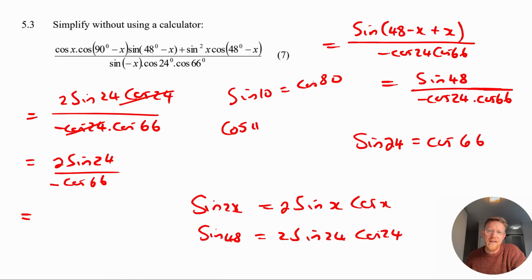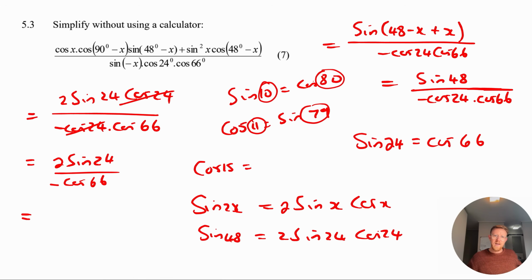Cos of 11 is the same as sin 79. As long as they add up to 90, they are exactly the same. You can go type it in your calculator. You can check what cos 15 is on your calculator, and it'll be exactly the same as the sin of 75, as long as they add up to 90.